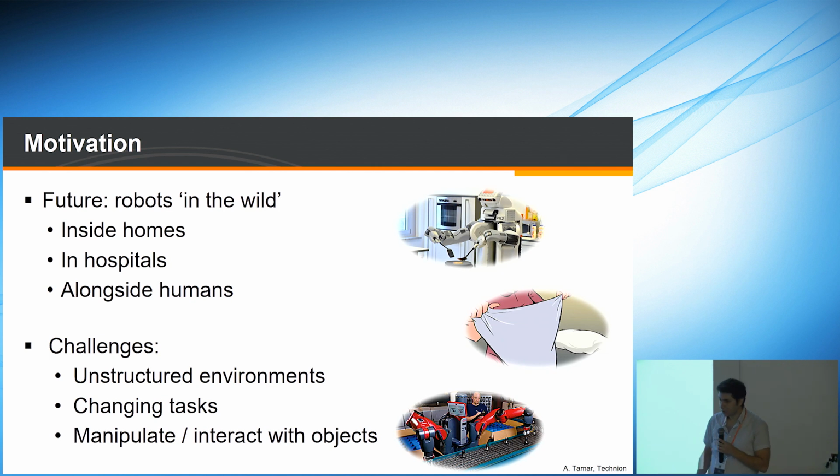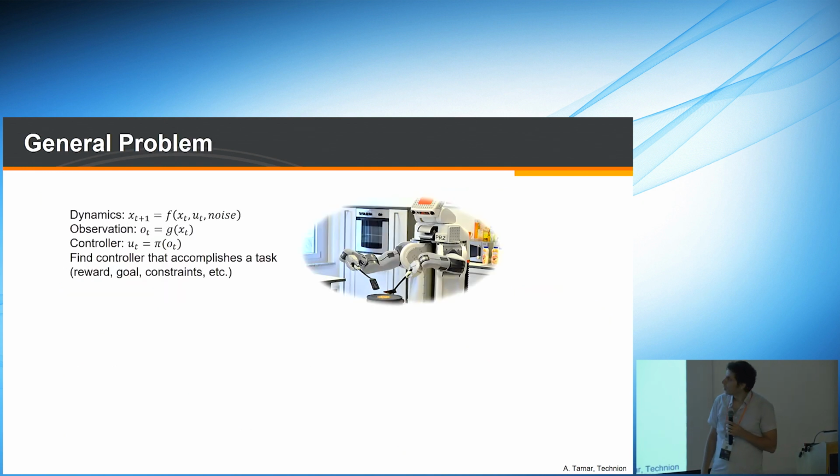Well, we need to deal with unstructured environments, tasks that change all the time, and we need to manipulate objects, for example, this pillow, which is very hard for robots today. So how can we tackle this problem of autonomous decision-making in unstructured environments? Well, there's been a lot of work on this.